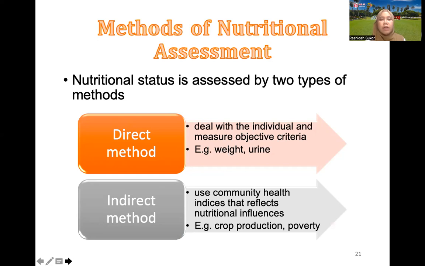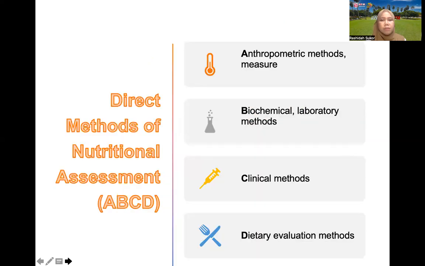Another one is the indirect method. This indirect method is actually using community health indices that reflect their nutritional influences. These are other factors that contribute to the nutritional assessment. For example, is there crop production for that particular group of population? How does poverty indirectly affect their nutritional status? Okay, so direct and also indirect method.